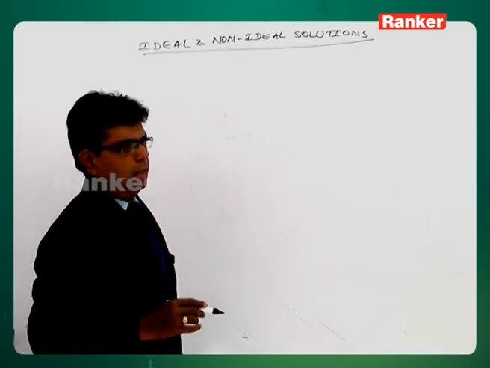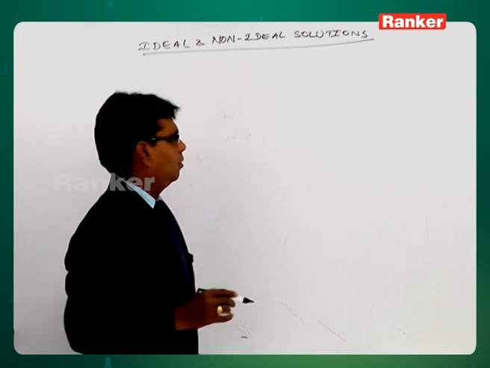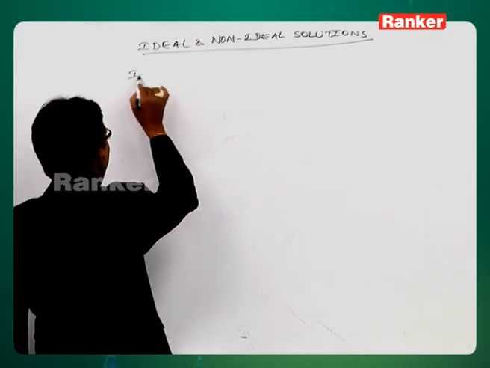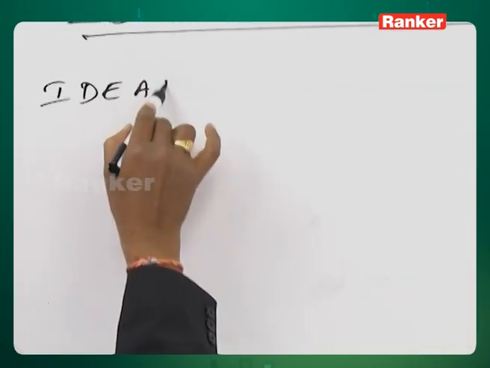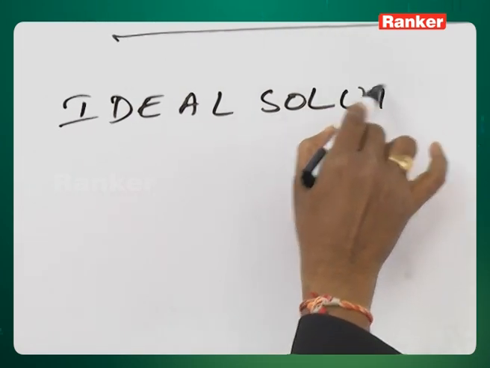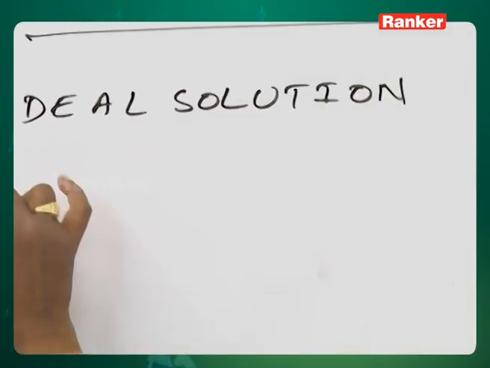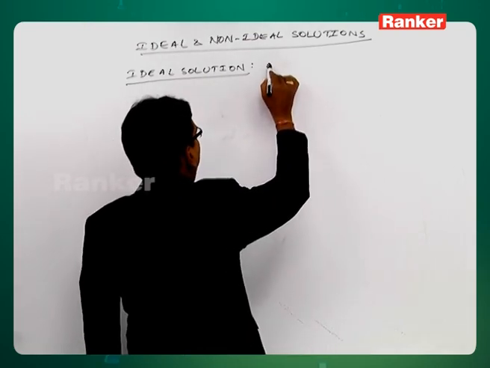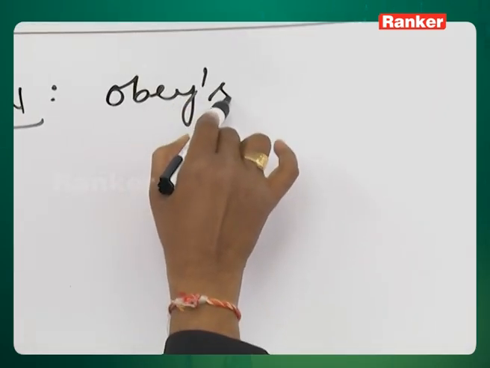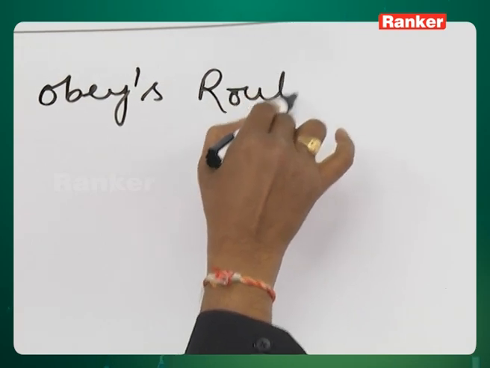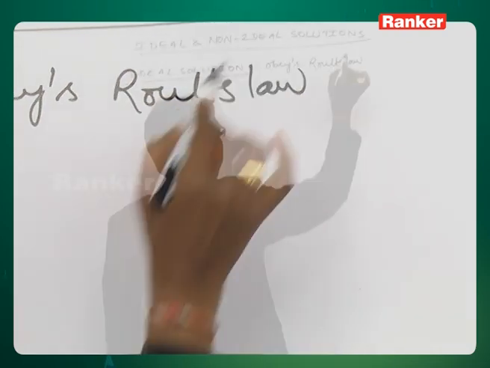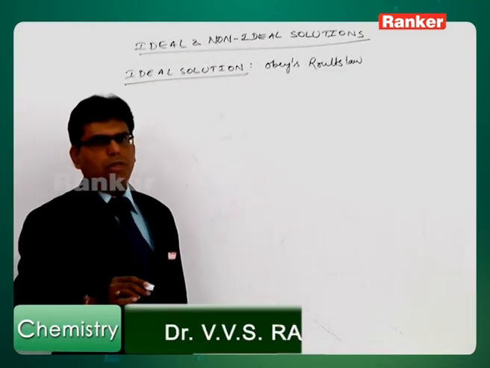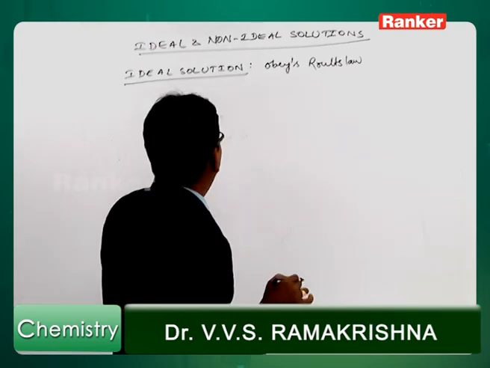Continue with ideal and non-ideal solutions. What is an ideal solution? An ideal solution is one which obeys Raoult's law. A solution which obeys Raoult's law is what we call an ideal solution.